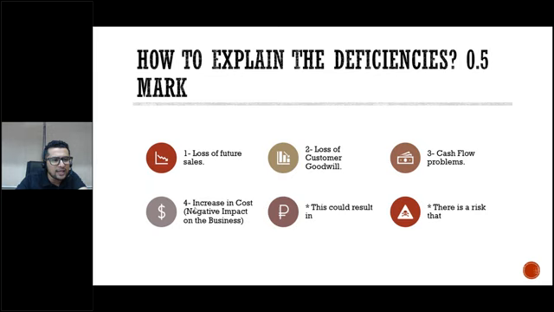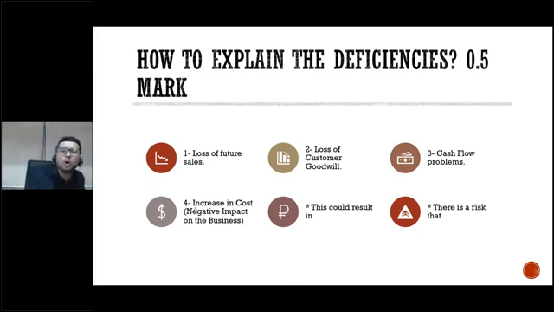Okay, Shreya is saying, sir, for explaining deficiency, should we explain businesses? Kind of, that you are making the client realize that if you are not going to overcome that, you are the one who is going to face the music. You are the one who is going to face the problem. If the future sales will be lost, who is going to have the problem? The client. If the customer goodwill or the customer reputation will be lost, who is going to face the music? The client. If the company is going to face cash flow problems, who is going to face the problem? The client.